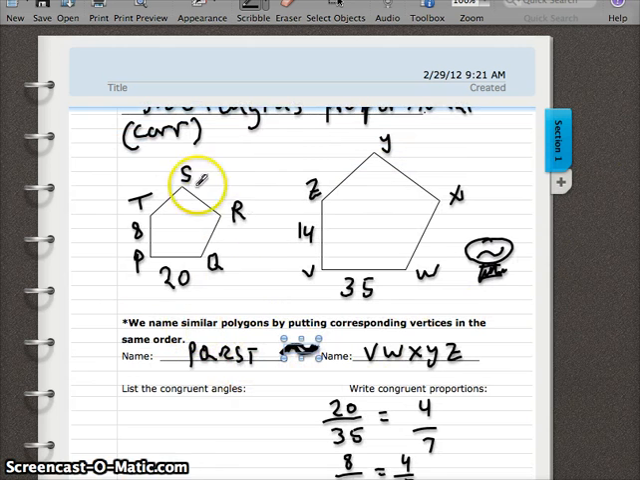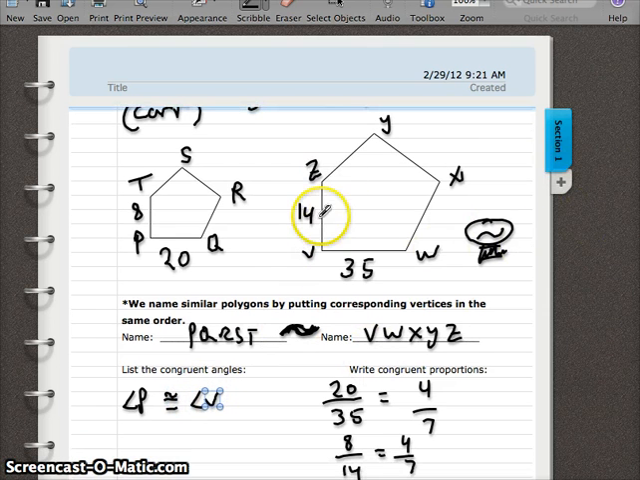And just remember that corresponding angles are congruent. So angle P, what's that congruent to? Angle V over here. One more, let's say angle S. Angle S is congruent with its corresponding angle, which is Y. So those angle measurements are always equal. Even though the shapes are a different size, the angles are the same measurement.